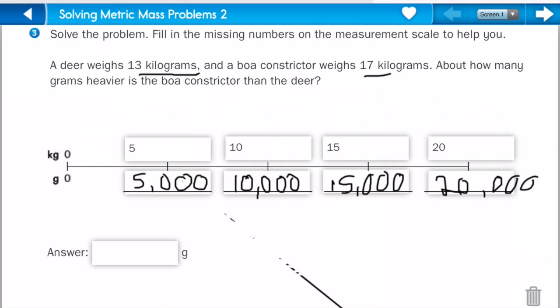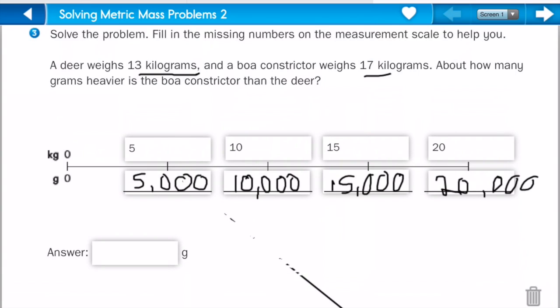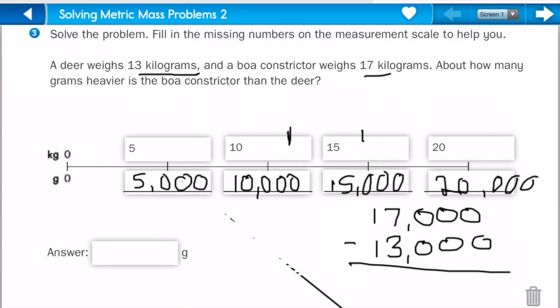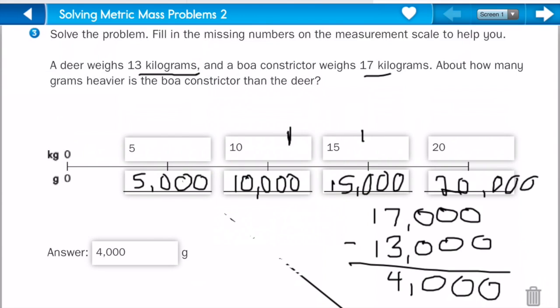Alright. Let's find the difference. They want to know about how many grams, so we need to convert it. 13 would probably be somewhere right about here. 17 would probably be right around here. So we're going to take 17,000 minus 13,000. We know that this is going to be 0, 0, 0, like that. And then we just need to take 7 minus 3, and that equals 4. So our answer in grams would be about 4,000. So it's just like a regular subtraction problem, except we had to remember to convert it. We have to remember to look for grams and kilograms and make sure we know which one they're asking.